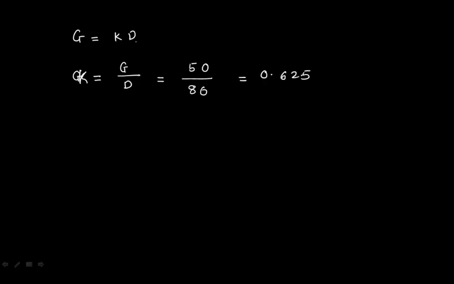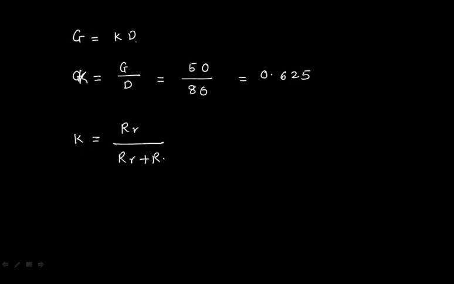Okay. So on the next slide, I'm going to put all those values. So G is equal to KD. Already you know G and you know D, so I can calculate K. So I can write K is equal to G by D, whereas G is given as 50 and D is given as 80. So this value gives me 0.625.